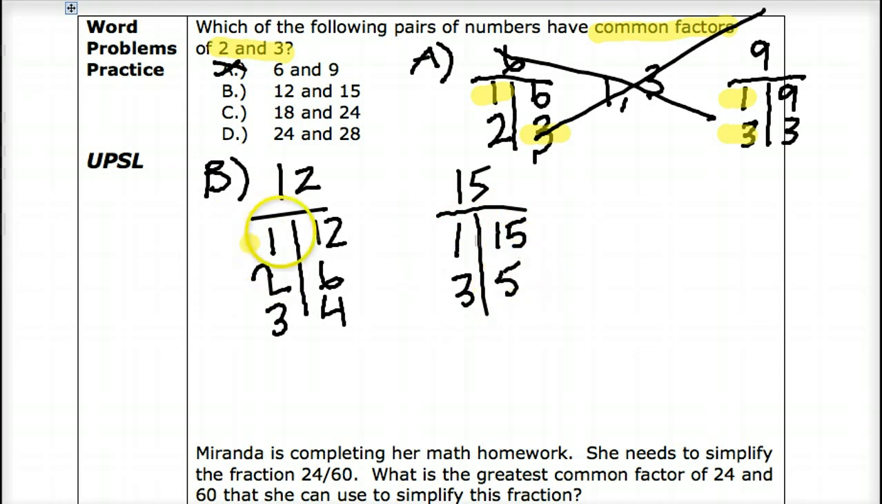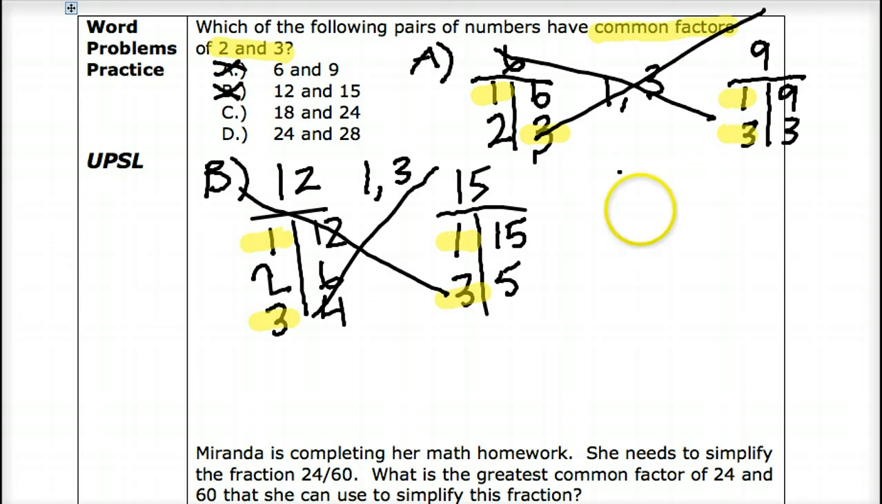So they have 1s in common, they have 3s in common, and that would be it. So knowing that they have 1s and 3s, that doesn't match up with our 2 and 3 that we need. So we're going to go ahead and cross out B and mark out our work so we don't get confused. Next we have 18 and 24.